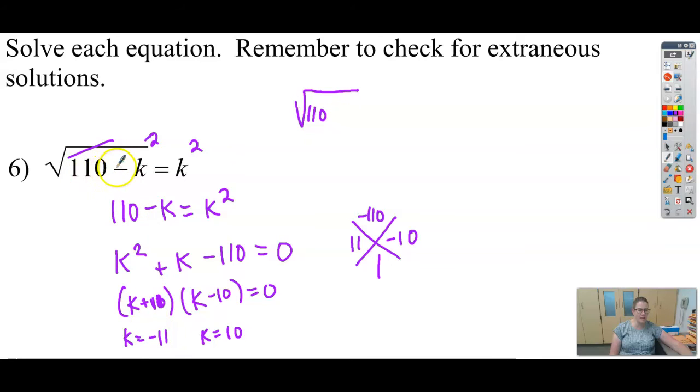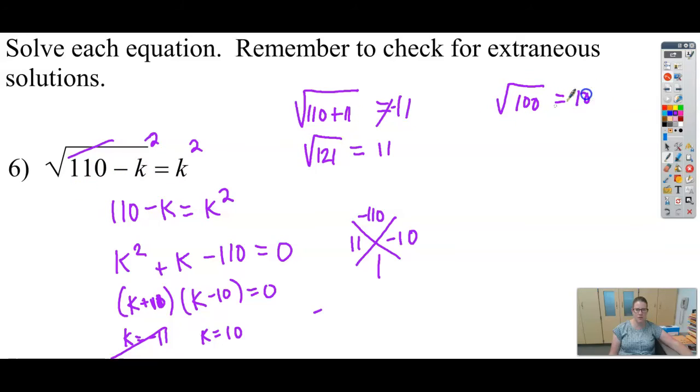So if I do 110 minus negative 11, I'm going to get plus 11, and then equals negative 11. So 110 plus 11 is 121. And the square root of 121 equals positive 11, but it does not equal negative 11. So that one is not a good solution, so I'll just cross that one out. Next, I'll check 10. 110 minus 10 is the square root of 100. And the square root of 100 indeed does equal 10, so that one checks out, so that one's a good solution.